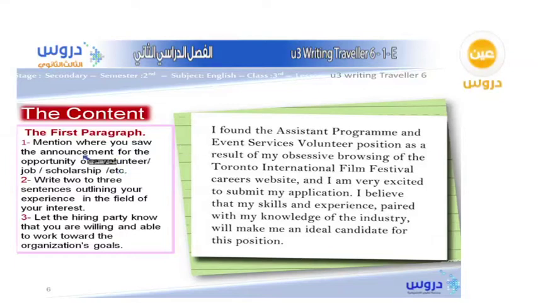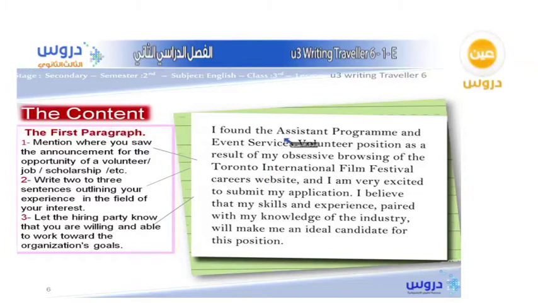And here is the example of how to write it: where you saw the advertisement, and also writing 2 or 3 sentences outlining your experience. And the third main idea is to let the hiring party know that you're willing to work for the organization's goal.